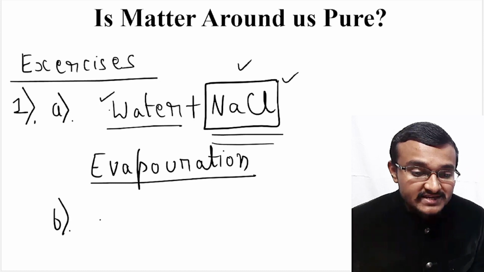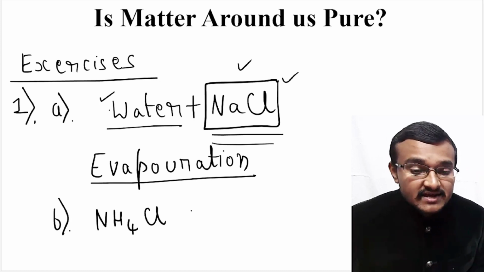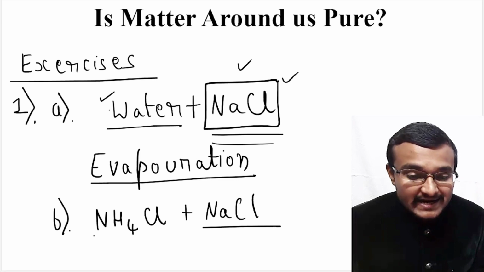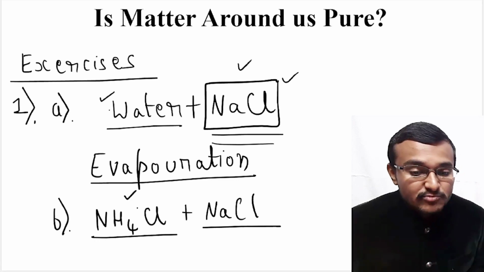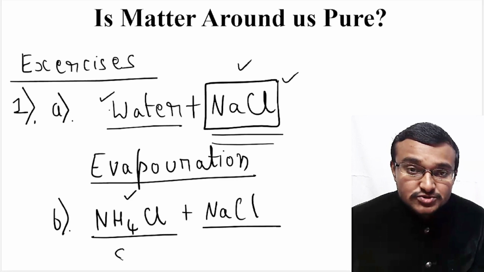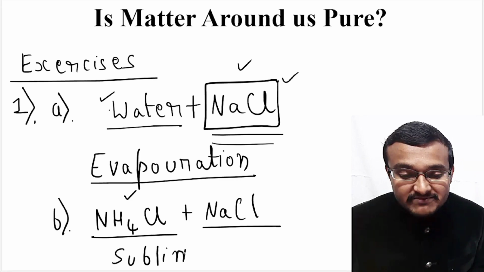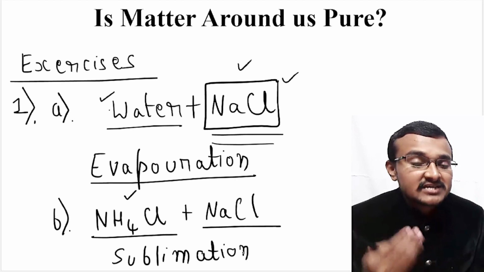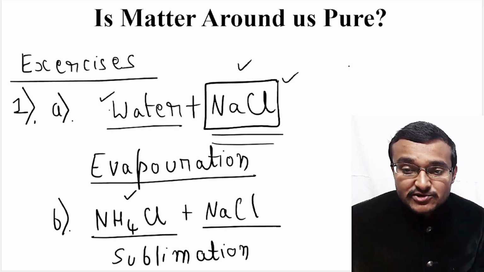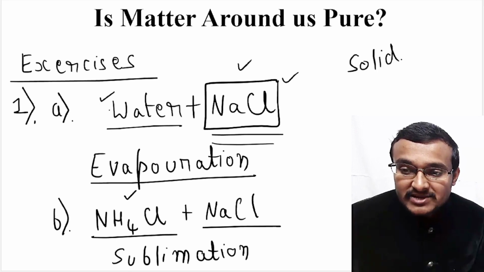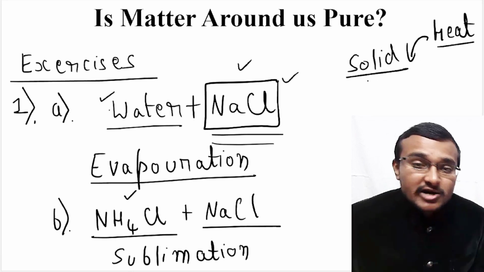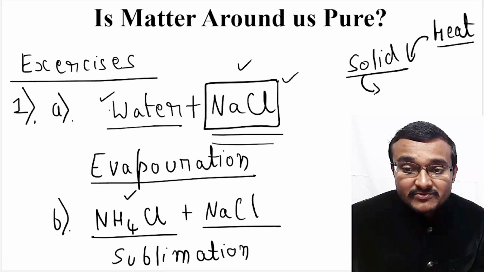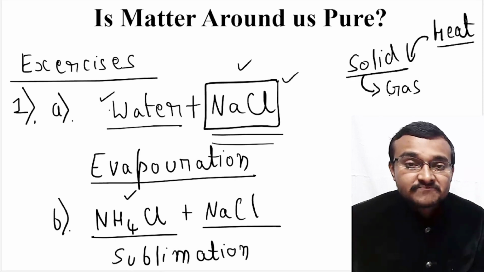Coming to the B question, here they have asked NH4Cl, NaCl. If there is a mixture of sodium chloride and ammonium chloride, how will you separate ammonium chloride from this? The process used here is sublimation. You can refer to my previous videos where I have explained what sublimation is. Sublimation is the process when you heat a solid, supplying the necessary amount of heat energy, and this solid will not get converted into liquid. It will be directly converted into gaseous phase. This process is known as sublimation.